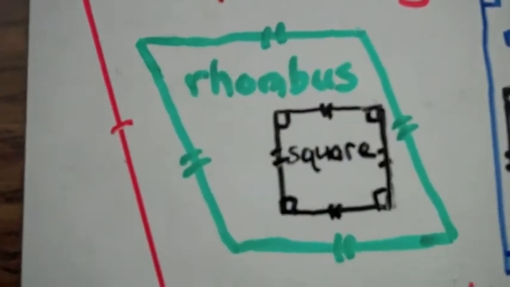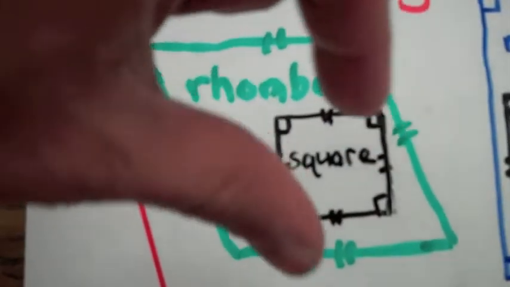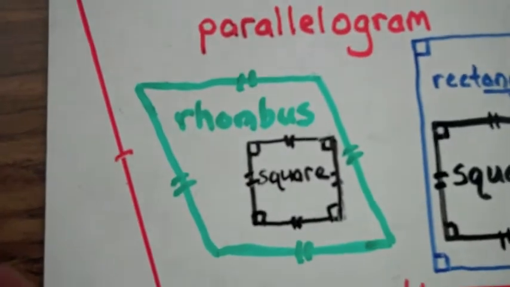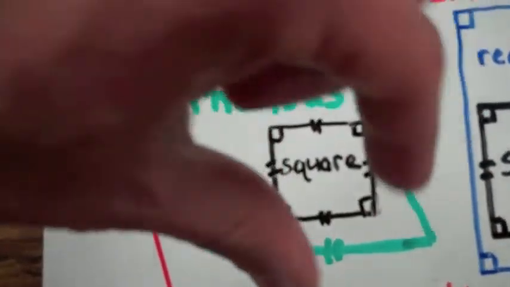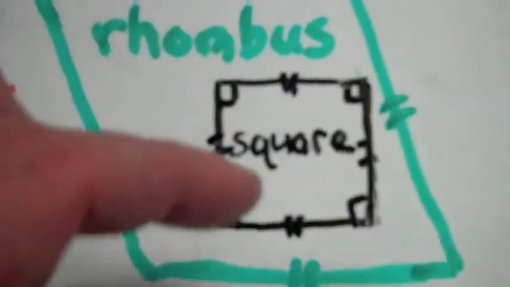And within the rhombus family is a square. A square is still a rhombus. It has equal length sides. It's still a parallelogram. If continued on, its sides would never touch each other. But it's special because it has right angles, and four of them at that.